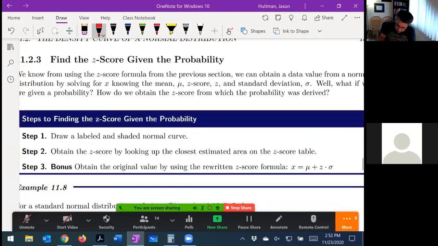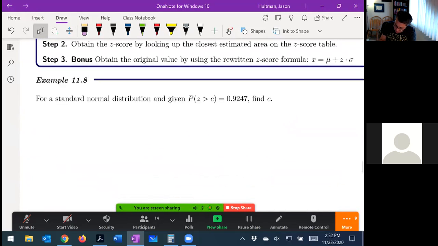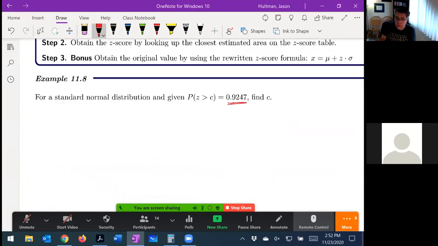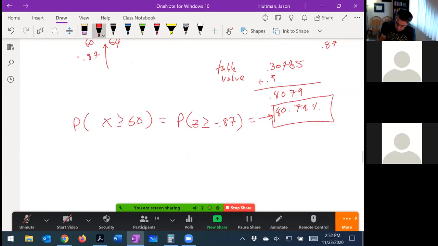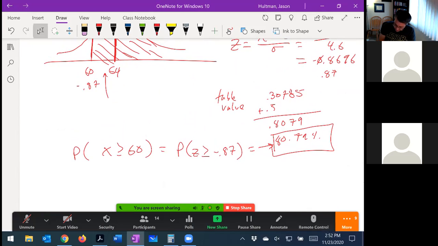Okay, now we're going to go backwards. Here they give us the probability. Sorry, I have a question. Going back to the last step, how do you get the percentage? You just make the decimal point into the percentage, and that's how you got 80.72, right? 79. Yeah. Oh, it's 79. Oh, okay. I'm still a little confused. For the 0.5, where does the 0.5 come from? Where you added it to the 0.30?